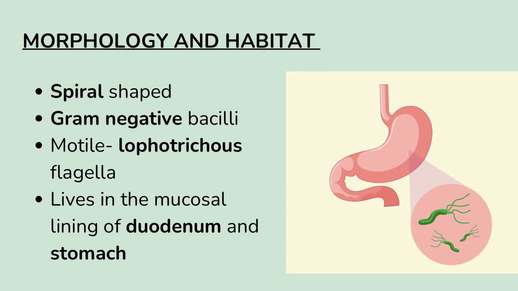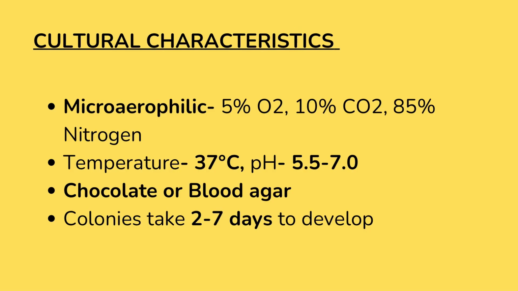Helicobacter pylori lives in the mucosal lining of the duodenum and stomach. It is the spiral shape of the bacteria that helps it to penetrate the stomach's mucosal lining. And the lophotrichous flagella help the bacterium to move in the viscous environment of the stomach's mucus and aid in its colonization. Cultural characteristics. Helicobacter pylori is microaerophilic, which means it requires a low oxygen environment to grow.